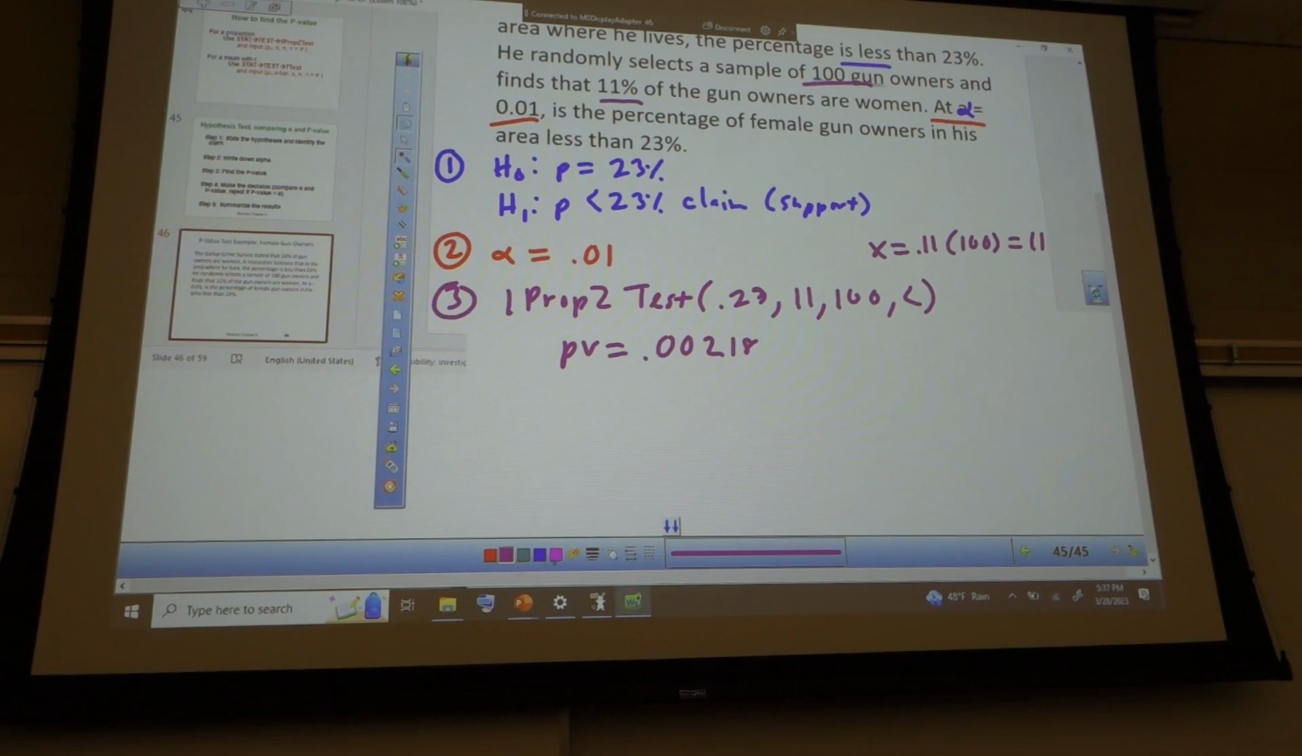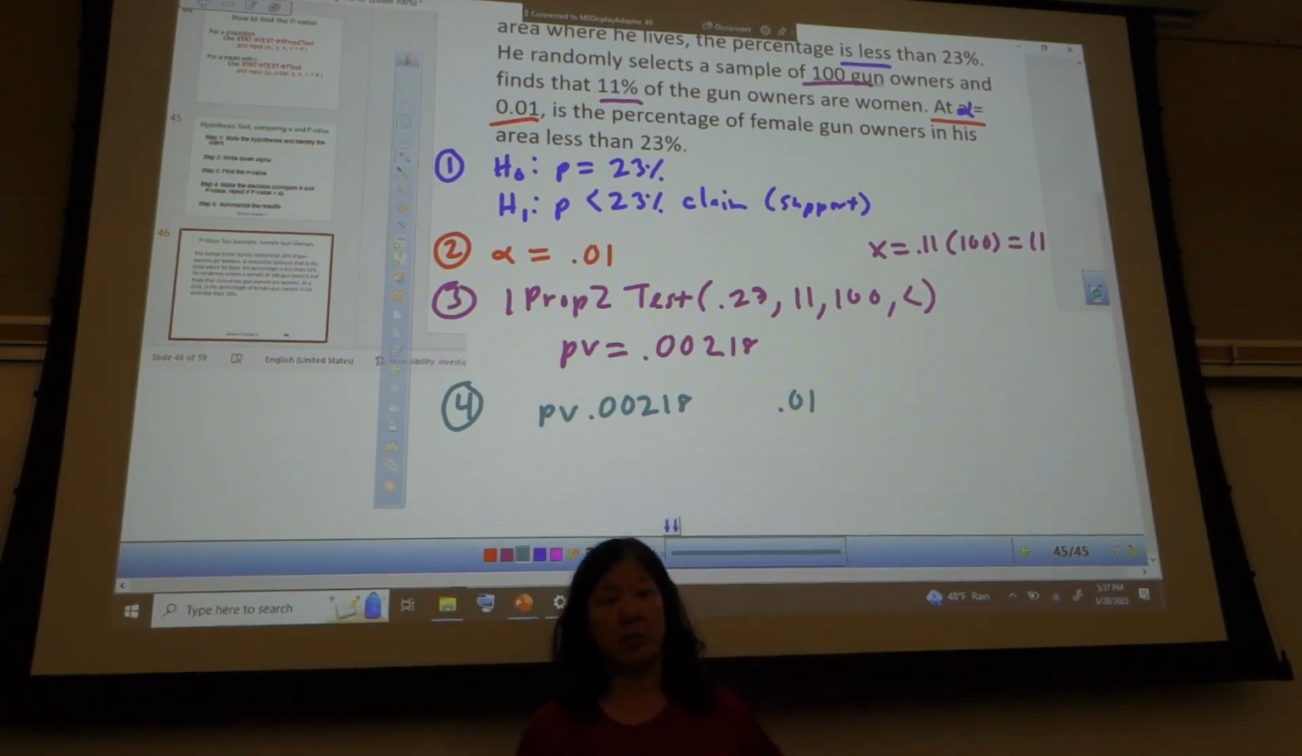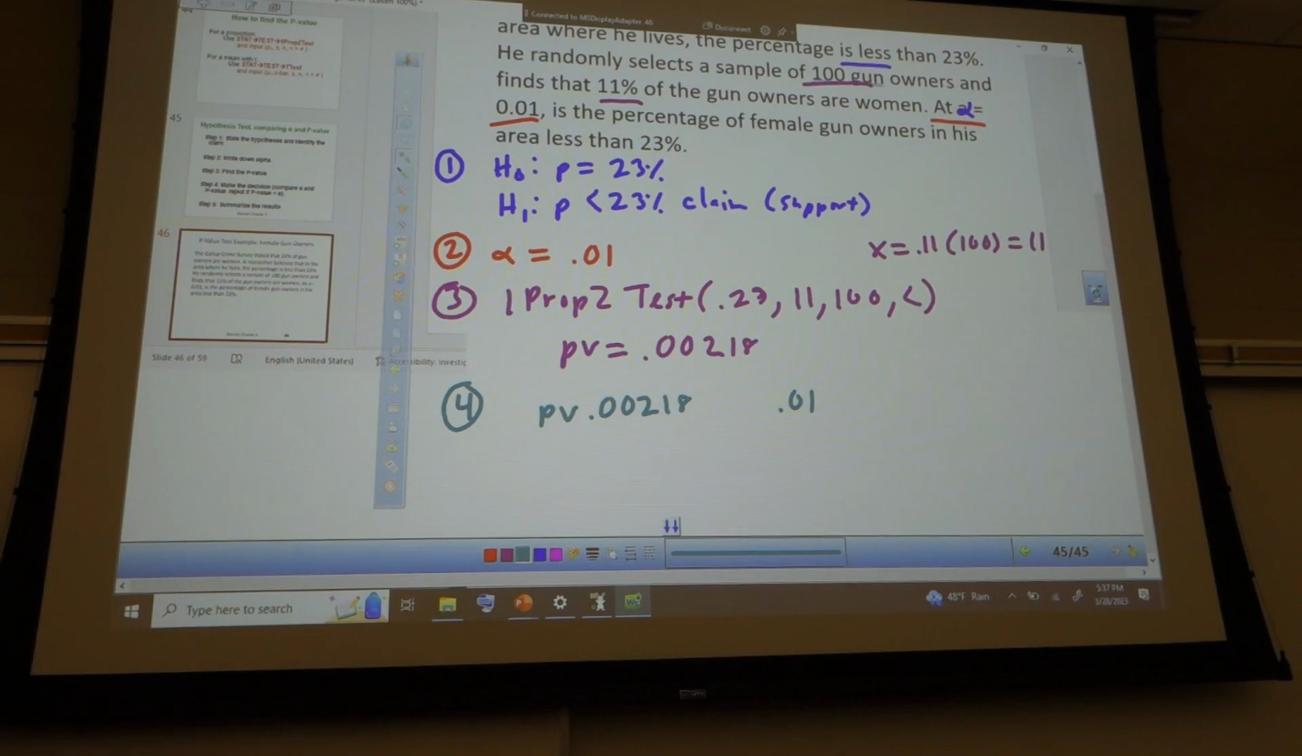Next, number 4. Put a circle on that one. I'm going to compare my p-value to my alpha. So my p-value, and I'll write it again, 0.00218. And I'm going to write alpha, which is 0.10. I'm going to make it have the same number of decimal places. It makes it easier for me if they both have the same number of decimal places. So because this one has 5 decimal places, I'm going to make this one have 5 decimal places. It's just easier to compare them that way.